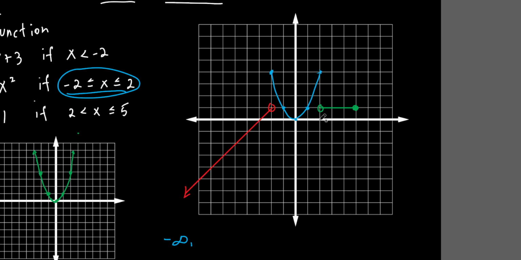At 5, right. 1, 2, 3, 4, 5, at positive 5. So that's your domain from negative infinity all the way to 5. Or you could say x is everything that is less than or equal to what? Positive 5. That's another way to write the domain. Does that make sense? All right. So that's the kind of stuff that we're going to be doing.